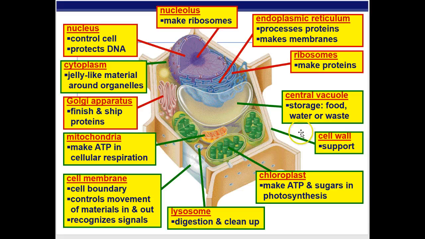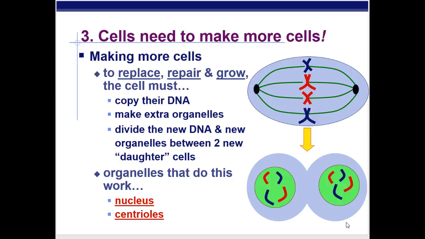Alright, here's our plant cell once again, looking at all the parts that we just covered. Cells need to make more cells. They need to reproduce so that we can replace and repair things that have died or been damaged, or in the case of children, we need to grow.